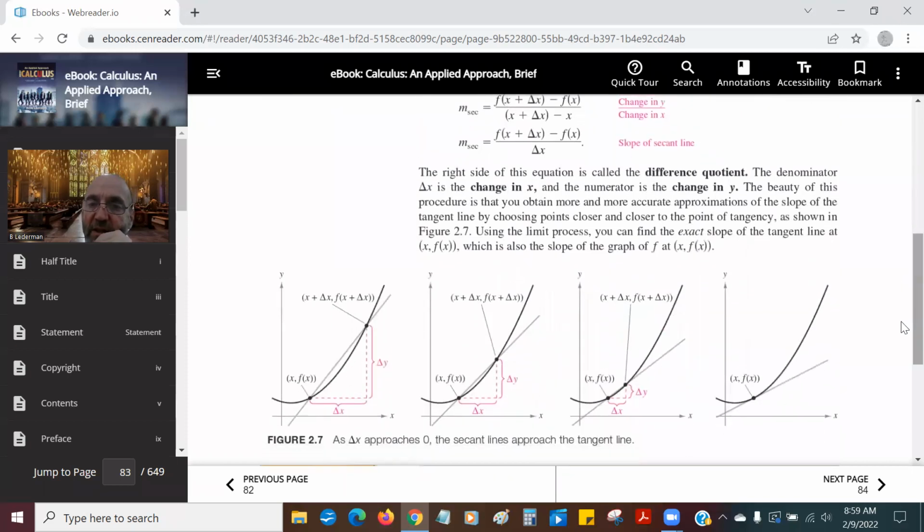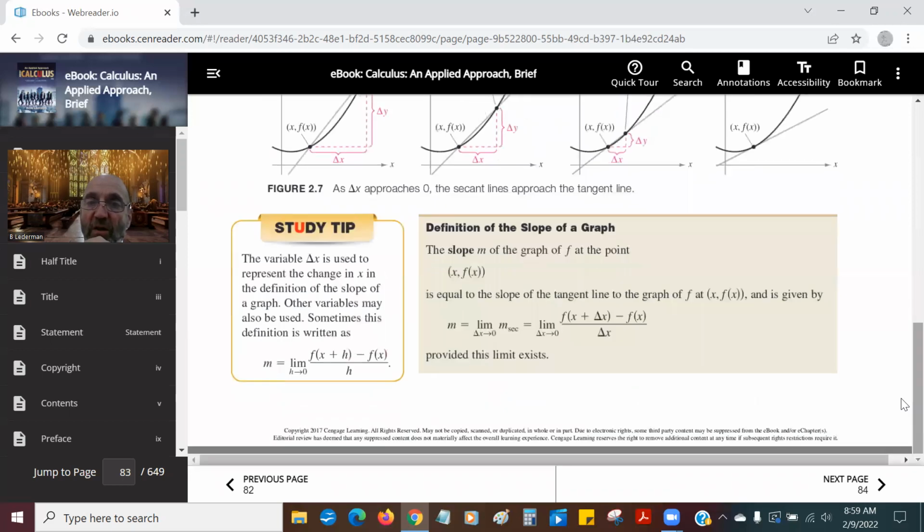So these are all just examples. This is what I was just talking about. We start with delta x this big, then we go to delta x that big, then we go to delta x even smaller. Notice I have a secant, another secant. This secant is so close to the curve, you can barely see that it's a secant. And finally, you get down to a tangent. So we're going to look at, drumroll please, the limit as delta x goes to 0.